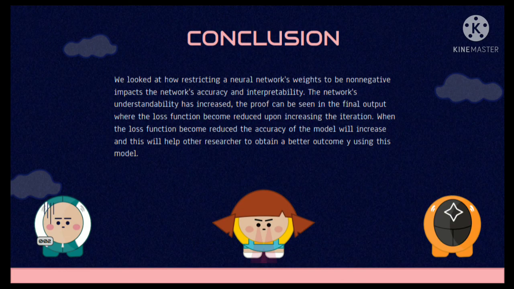As you can see, our output proves that, and this shows that our model is accurate. Now for the conclusion, we look at how restricting a neural network's weights to be non-negative impacts the network accuracy and interpretability. The network understandability has increased. The proof can be seen in the final output, where the loss function is reduced upon increasing the iteration, and when the loss function is reduced, the accuracy of the model will increase, and this will help other researchers to obtain a better outcome by using this model.